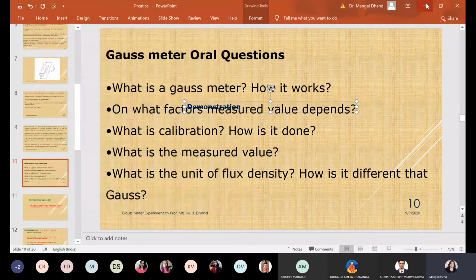Students, are you doing or no? Students? Yes, ma'am. Doing or no? If any difficulty, ask me.